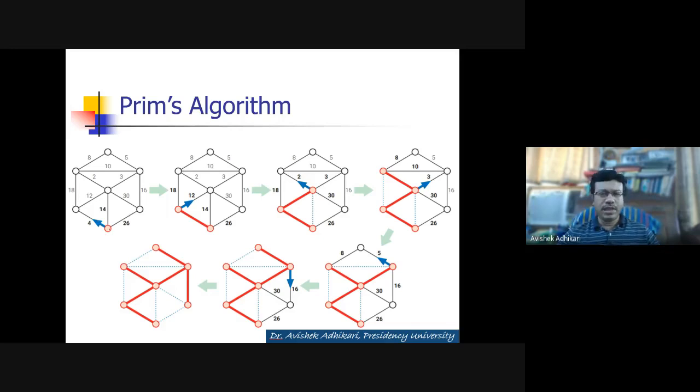So what it says is that you start with any vertex. So here you have taken this vertex. Okay. Initially this vertex set, say V1, was empty, and V2 is the whole remaining vertex set. So all the 7 vertices are within V2, and V1 was empty.